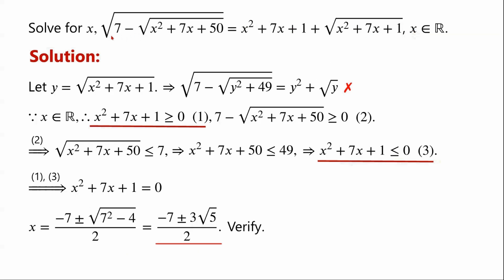The left-hand side becomes the square root of 7 minus the square root of 49, which is the square root of 7 minus 7, or the square root of 0, which is also 0. The left-hand side equals the right-hand side. Therefore, x equals negative 7 plus or minus 3 times the square root of 5, over 2, are indeed solutions of the given equation.